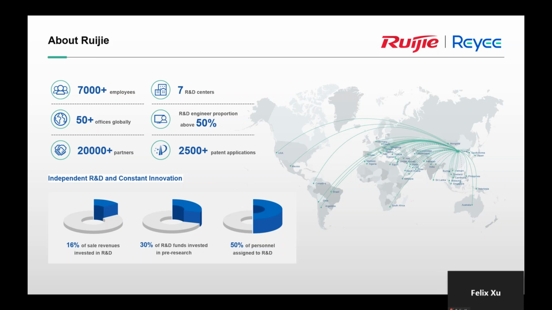Ruijie has 7 R&D centers in China. About 3,500 employees are assigned to R&D. Every year, we invest 16% of the sales revenue in R&D. Among them, 30% of R&D funds are used for research. Now, we have more than 2,500 innovation patents.